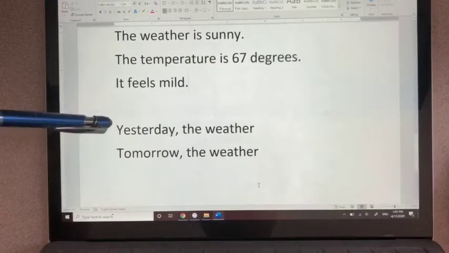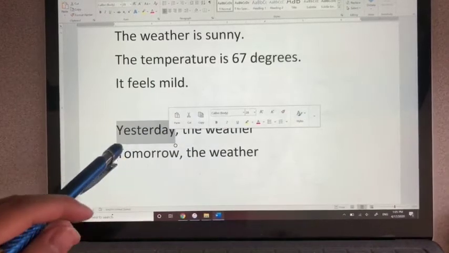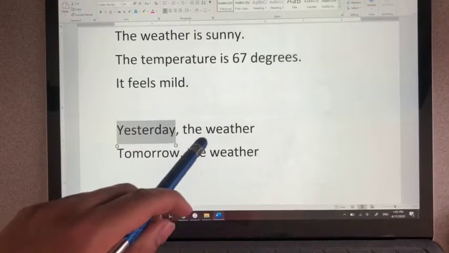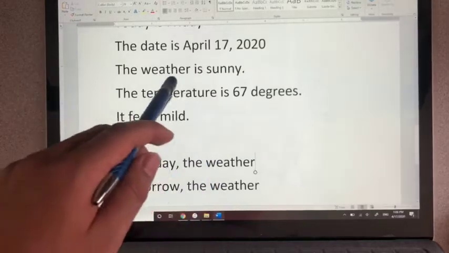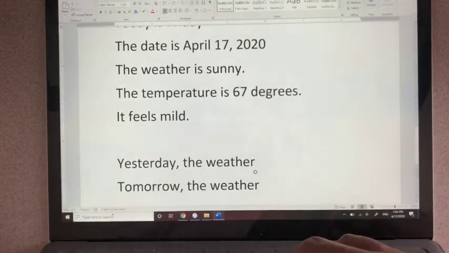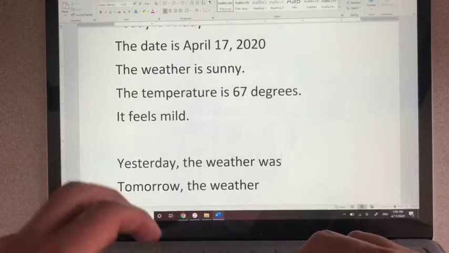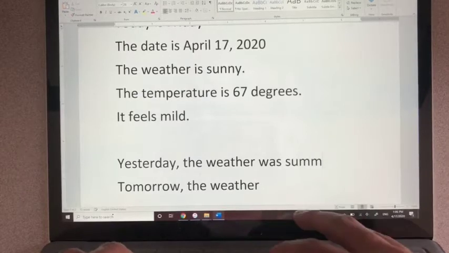Now let's talk about past tense. We're talking about past tense because I want to know the weather yesterday. If we talk about today, we say the weather is. The past tense of is was. Yesterday, the weather was sunny.